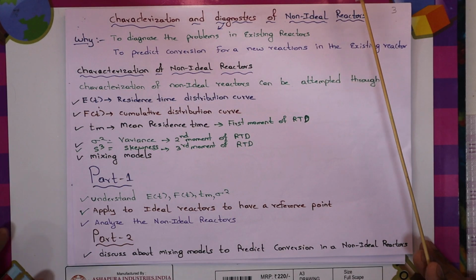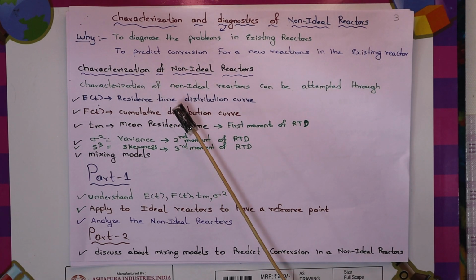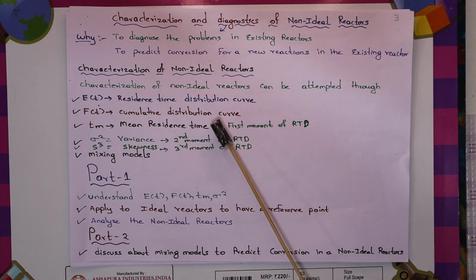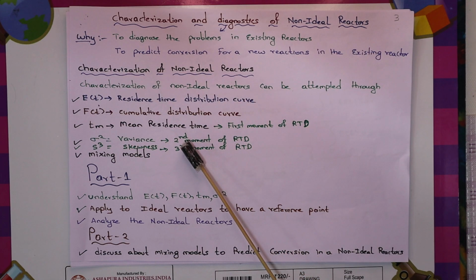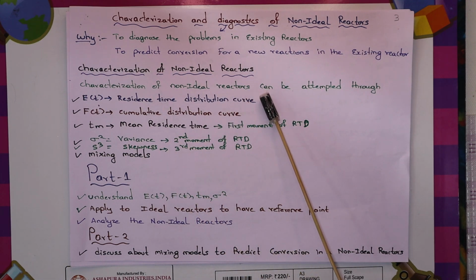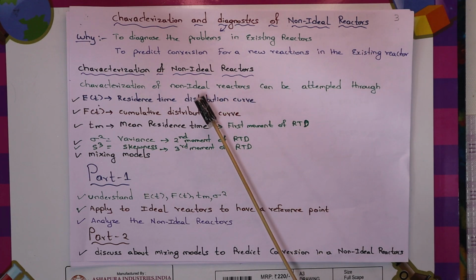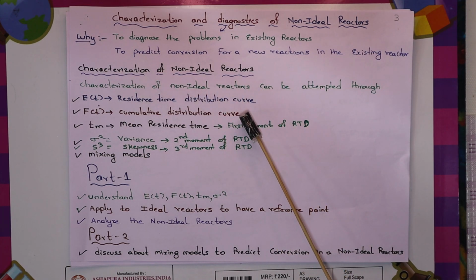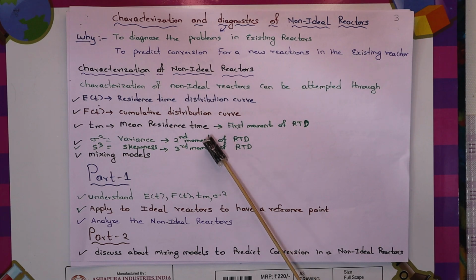In residence time distribution analysis, we are understanding the concepts of the residence time distribution curve, cumulative curve, mean residence time, variance and skewness. By taking a specific tracer curve experiment, we have found out how to draw the E of t graph and how to draw the F of t graph. So let us move ahead to find out the mean residence time, variance and skewness.